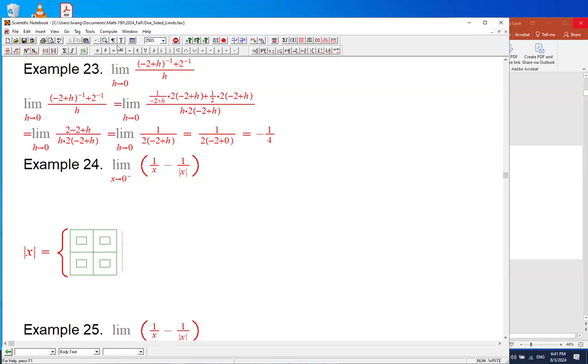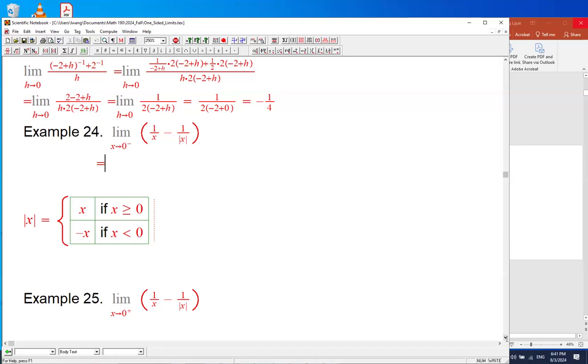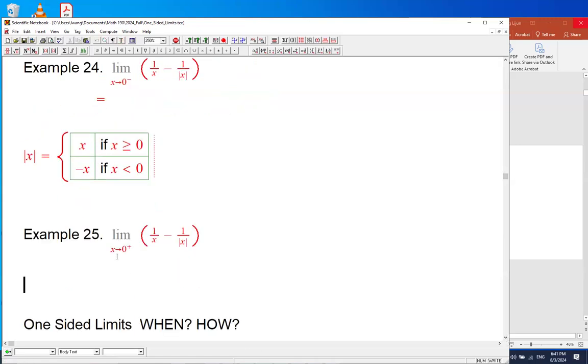If x is greater than or equal to 0, the absolute value of x is the same as x. If x is negative, the absolute value of x is the opposite. We utilize these 2. And let me move forward this way. We're going to apply this piece.